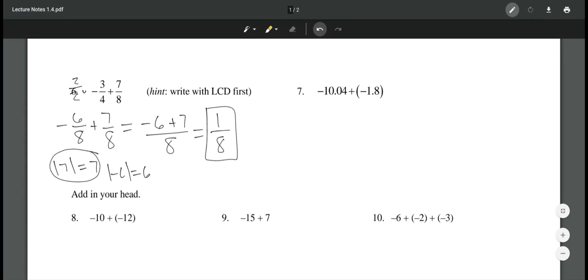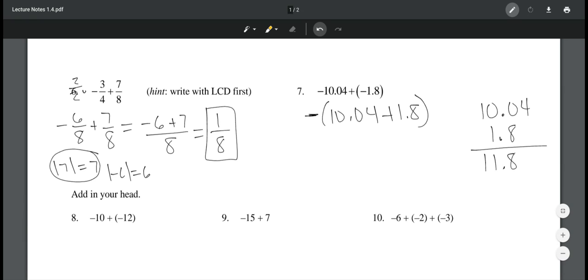Since both of these numbers have the same sign, I'm going to keep the sign, and I should be thinking 10.4 plus 1.8, and the final outcome will be negative. So if you recall, adding decimals, you line up your decimals. So that would be 11.84 as you add that number. So negative 11.84 is our final total for number 7.